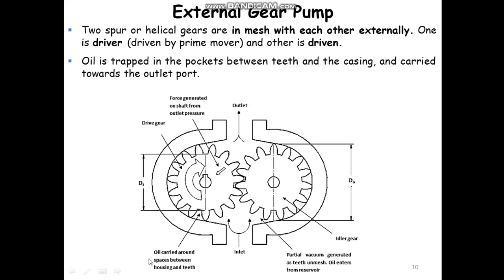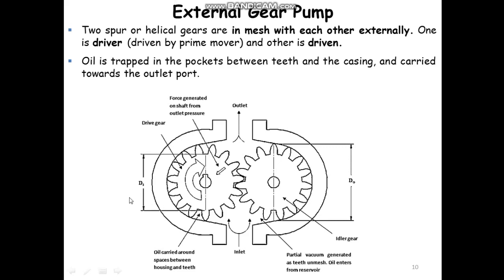Okay. Then as I already said, when the motor is started, because of the rotation of the shaft, the partial vacuum will be created and the air will be removed. So oil will be carried around the spaces between the housing and teeth. So this is the casing, and teeth. So as already said, these are the pockets. So the oil will be carried through these pockets and it will be delivered to the outlet. So the partial vacuum will be generated as the teeth unmesh and oil will enter from the reservoir.